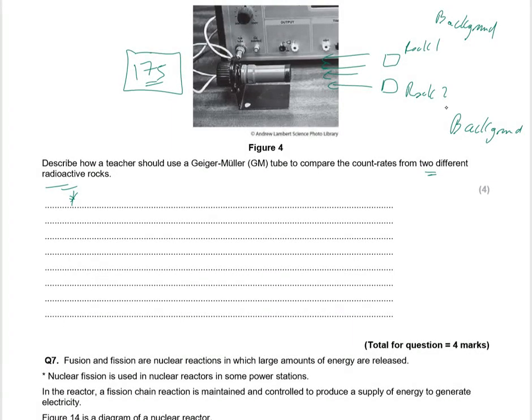Radiation. So wherever you go, there's always background radiation being thrown out as well. Okay, so background as well. So the question is, how can we get the count rate from each rock?